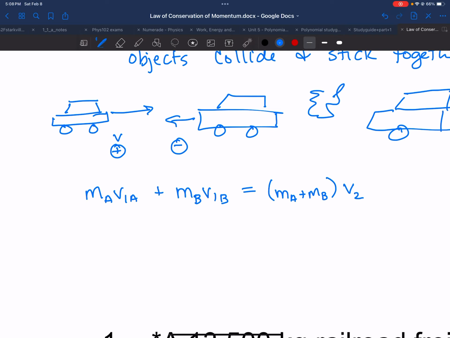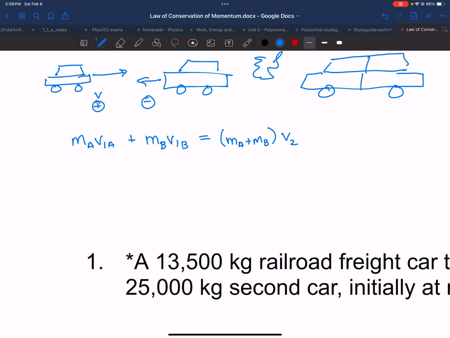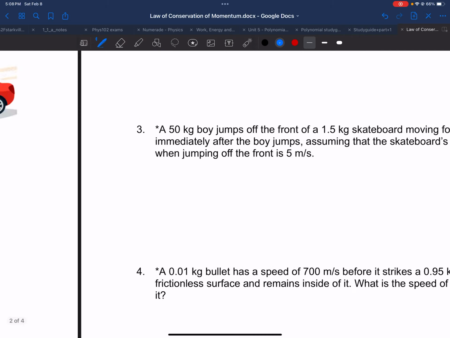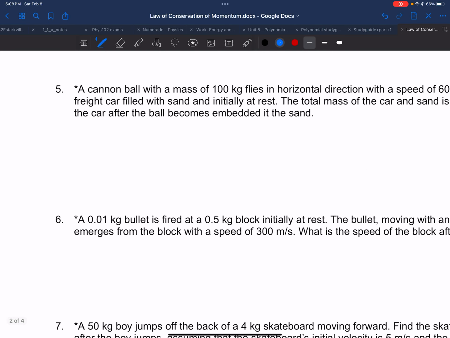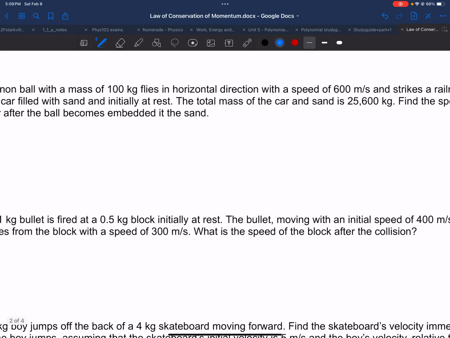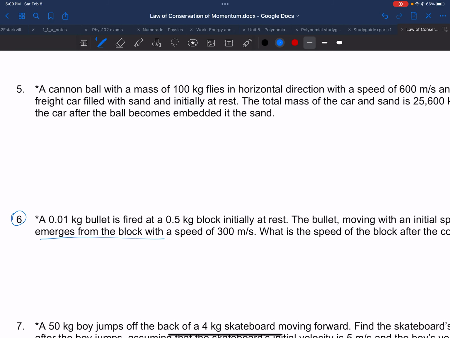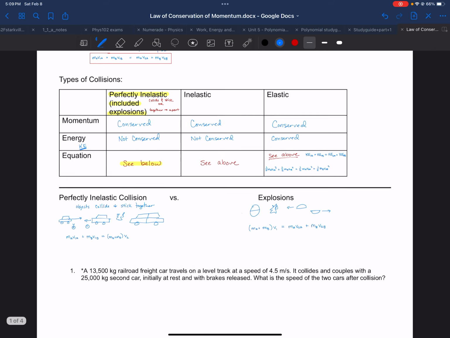Okay, so let's go ahead and get into our example problems, okay? Number 1 and number 2 are very, very similar. I'm going to encourage you to pause the video and walk through that. We aren't going to do absolutely every one of these examples. I do need to warn you that number 6 on this is actually not a perfectly inelastic collision, because it looks like the block emerges from the block, so they're not stuck together. So just ignore number 6. We'll cover something similar to that later on.